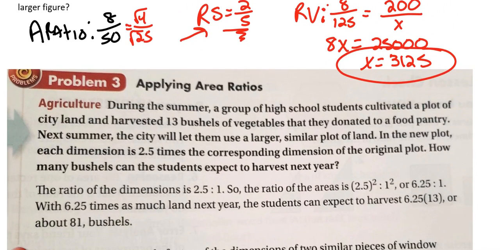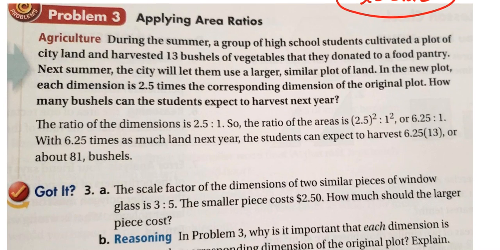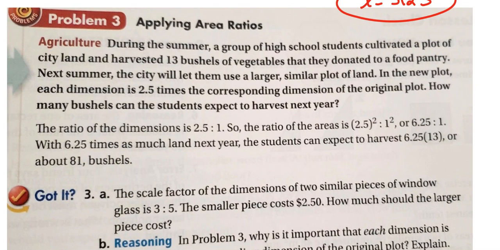Alright, and this next one is a little bit more elaborate, but you do want to practice a word problem here and there. During the summer, a group of high school students cultivated a plot of city land and harvested 13 bushels of vegetables that they donated to a food pantry. Next summer, the city will let them use a larger, similar plot of land. In the new plot, each dimension is 2.5 times the corresponding dimension of the previous plot. How many bushels can the student expect to harvest this year?